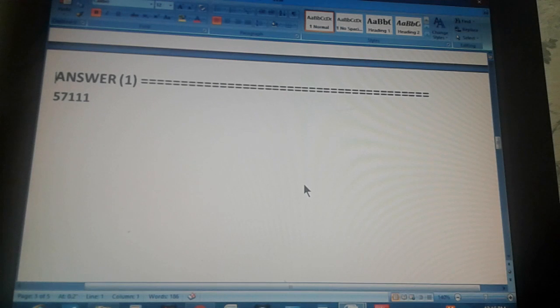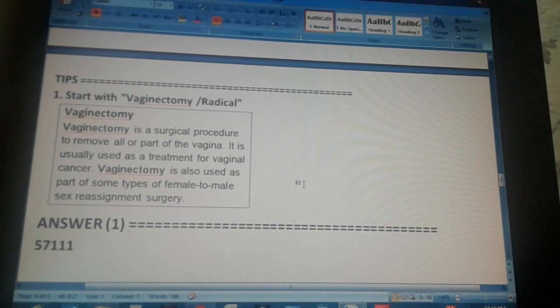All right. The code is 57111. Did you get that? If you got it, congratulations. If you didn't get it, let's give you a tip. Okay, the tip is? Start with vaginectomy radical. Yeah. Go to the V in the index, and then you find vaginectomy. From there, go to the word radical, right? Because it's a radical or complete vaginectomy, right?